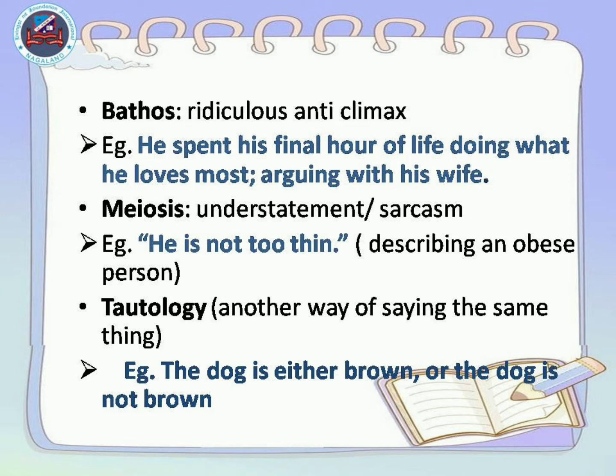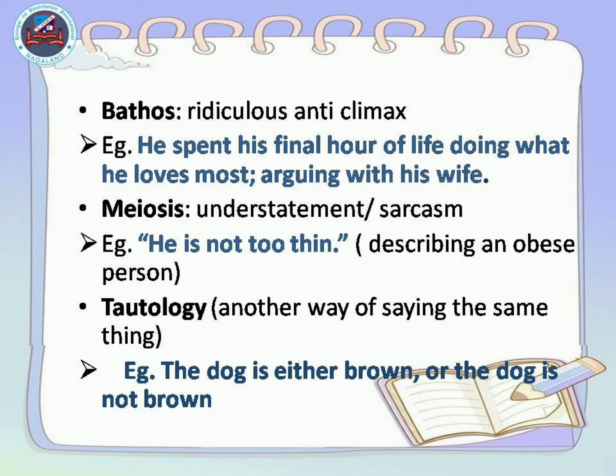The next one is bathos. Bathos is a ridiculous anticlimax. It is a sudden turn from something serious to something silly. The example here is, he spent his final hour of life doing what he loves most, arguing with his wife. Now if you look at this example, we see the description of someone's final hour. Somebody is dying. The first part is serious, but if you look at the second part, there is an unexpected humor, that is arguing with his wife. So this is called bathos.